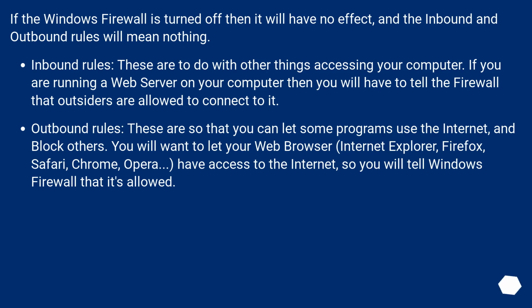Outbound rules. These are so that you can let some programs use the internet and block others. You will want to let your web browser, Internet Explorer, Firefox, Safari, Chrome, Opera have access to the internet, so you will tell Windows Firewall that it's allowed.